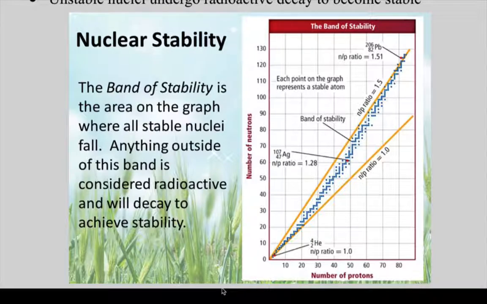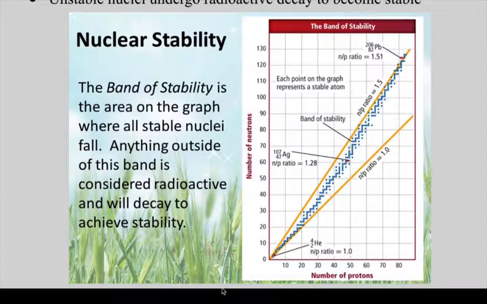So now what happens as we get up into the heavier elements? Guys, notice what happens to these blue dots, which are the stable nuclei. They veer away from that 1-to-1 ratio. What does that tell us? More neutrons. Guys, in order for an element to become stable, which means it doesn't break apart, as the atoms get bigger, more massive, we need more neutrons to hold that nucleus together.